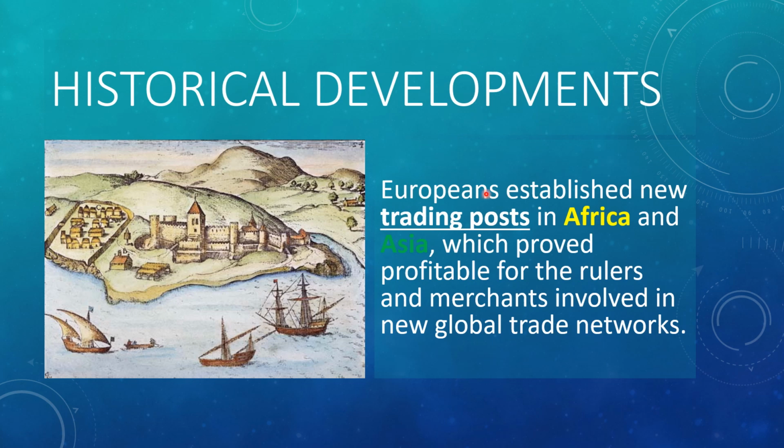One thing we'll circle back to again is the trading posts. By controlling different areas, port cities, coastal areas, choke points, Europeans could do things like having people buy a cartaz, trying to control certain areas of trade. The Dutch monopolized certain spices by conquering islands which were the only place where these spices grew. So Europeans established new trading posts in Africa and Asia, which proved profitable for the rulers and merchants involved in new global trade networks. It seems redundant because it is.